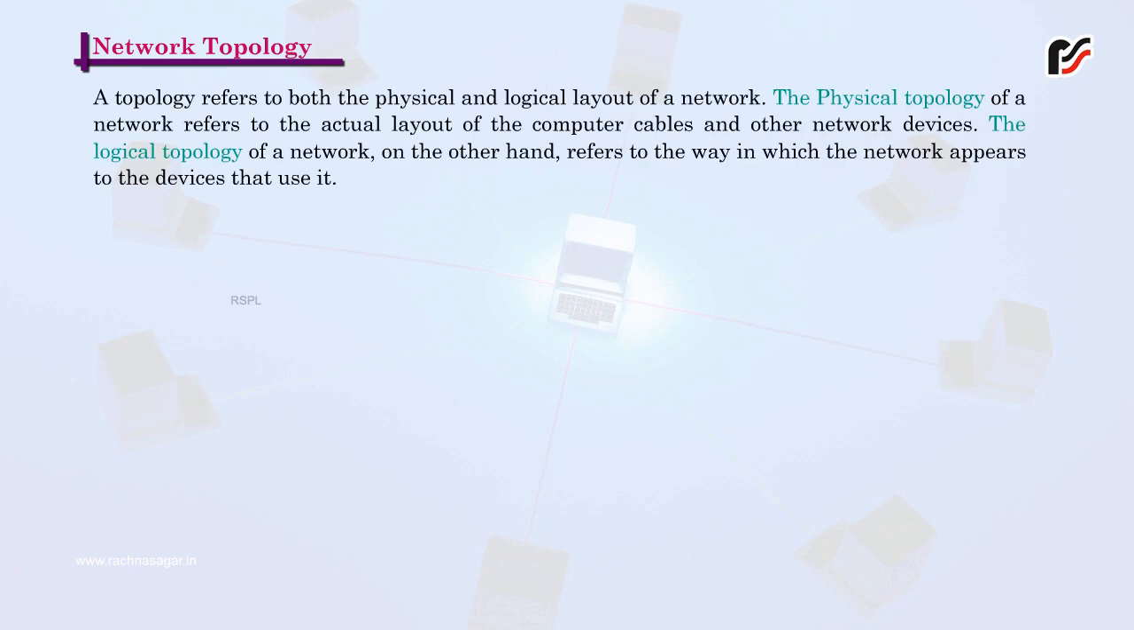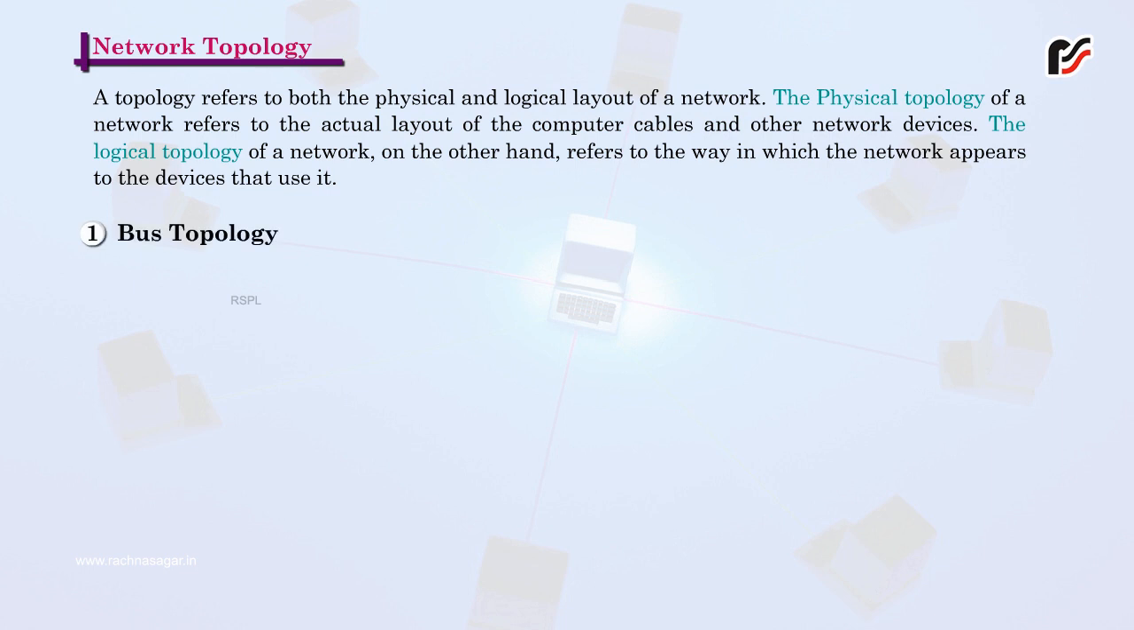Network topology. A topology refers to both the physical and logical layout of a network. The physical topology of a network refers to the actual layout of the computer cables and other network devices. The logical topology of a network, on the other hand, refers to the way in which the network appears to the devices that use it.